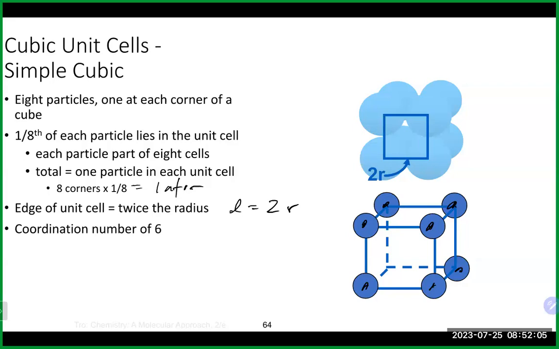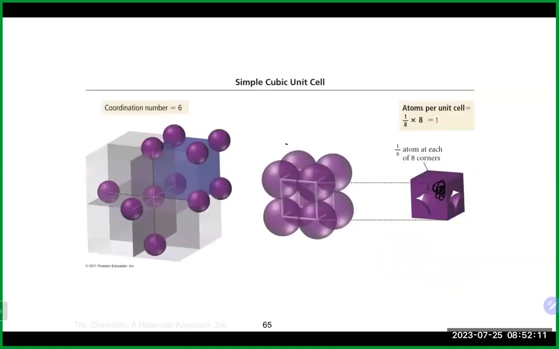Again, you get 6 contact points between those atoms when they come together. Here's a little wedge of that. And as they come together in three-dimensional space, we get those contacts that happen. And again, that eighth of an atom is happening at each of those corner locations.